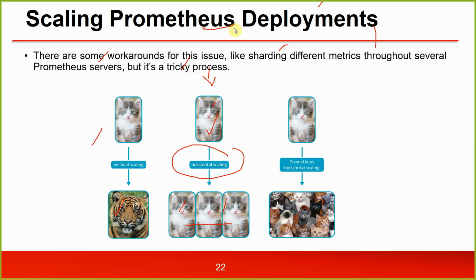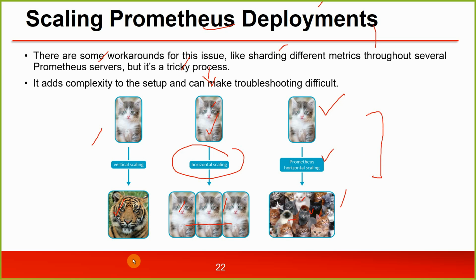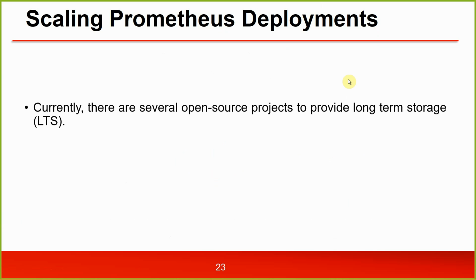But when it comes to Prometheus, let me give you this picture: Prometheus horizontal scaling is 10 different breeds or 20 different breeds, multiple cats of different breeds. That's a way, but it's a very tricky, very complex process. It is what is possible because Prometheus does not support it out of the box. You need to understand how you can scale a Prometheus deployment. It's going to be very tricky. It adds complexity to the setup and can make troubleshooting very difficult because the instances are not of the same type.